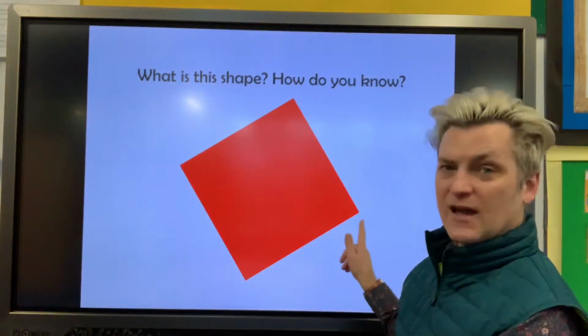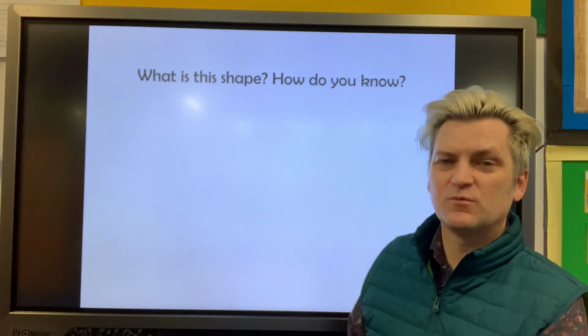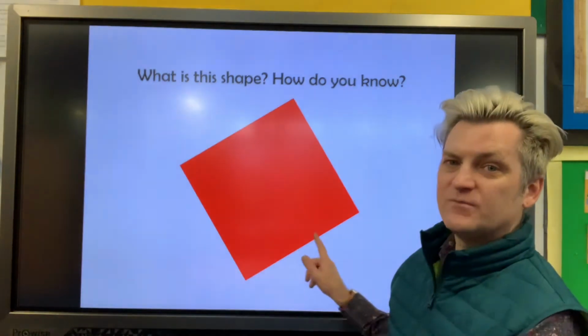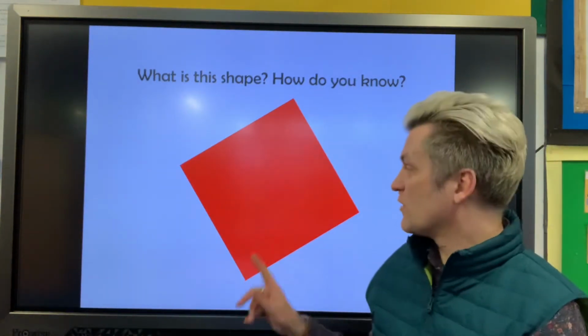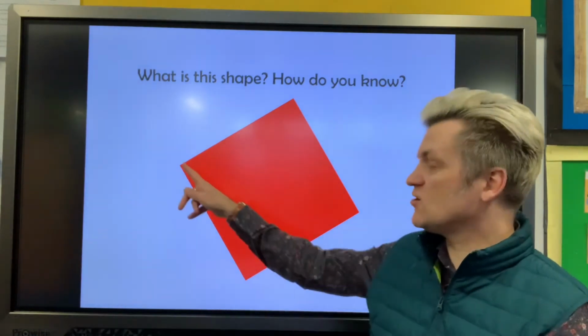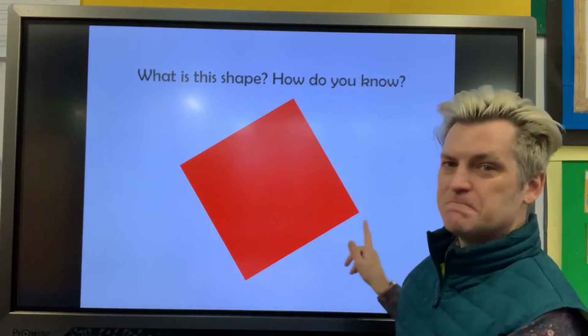What's this shape now? Oh, and it's vanished. Name that shape. It was a square. Remember, all right, we've got a square. It's got 4 equal sides. Each side is the same length, isn't it?